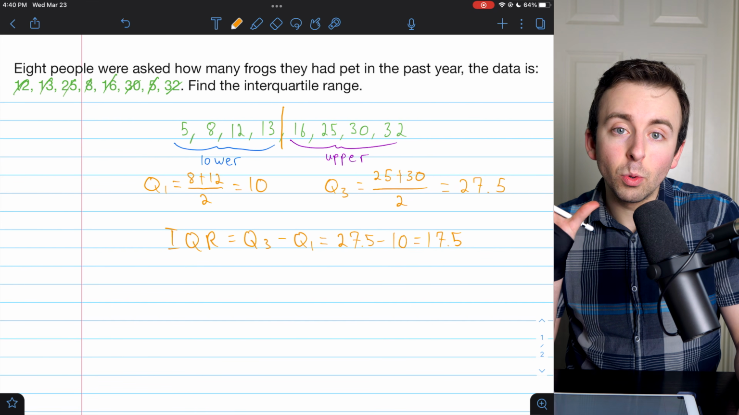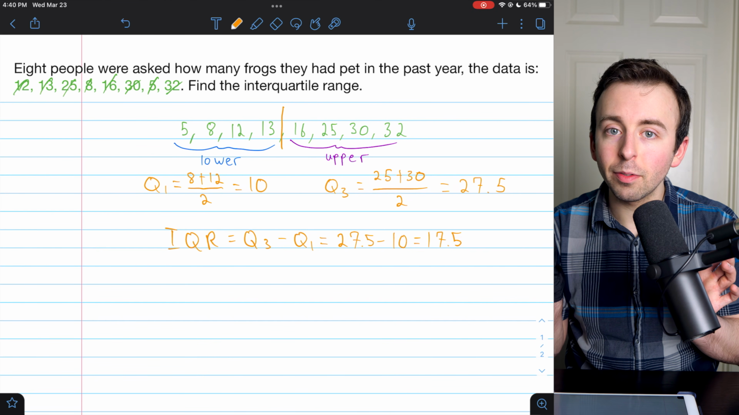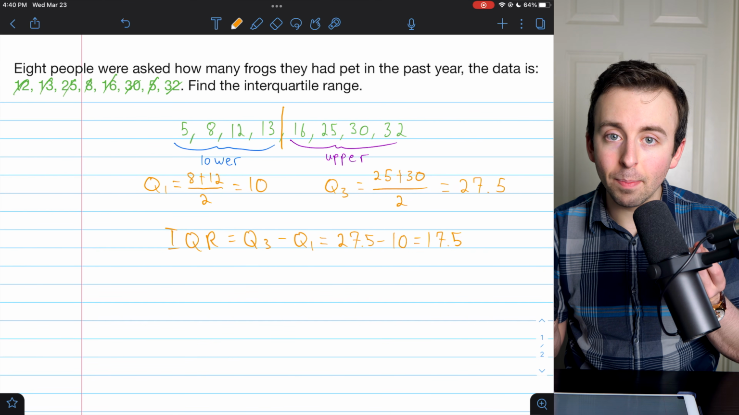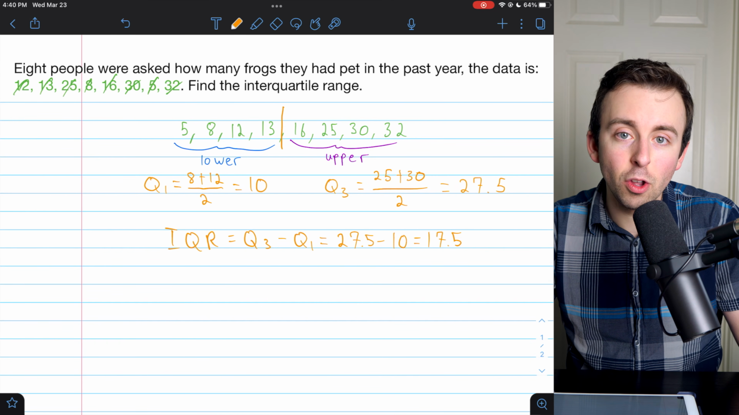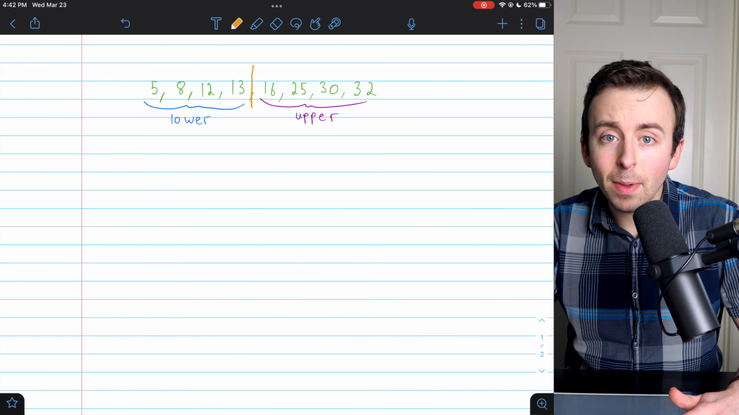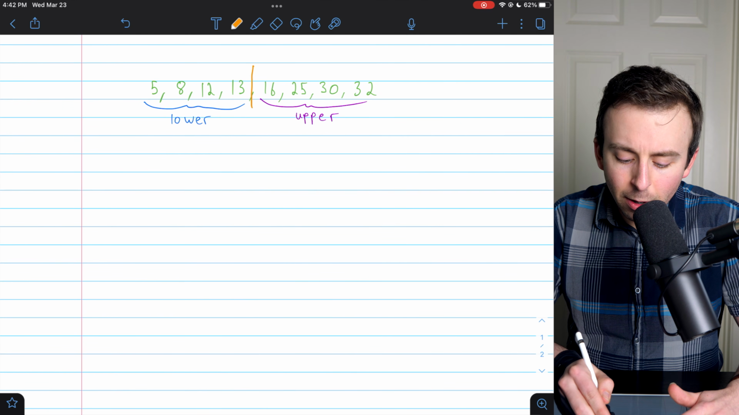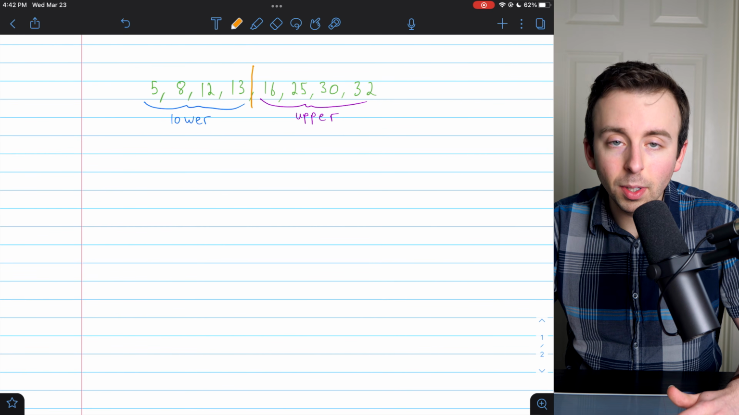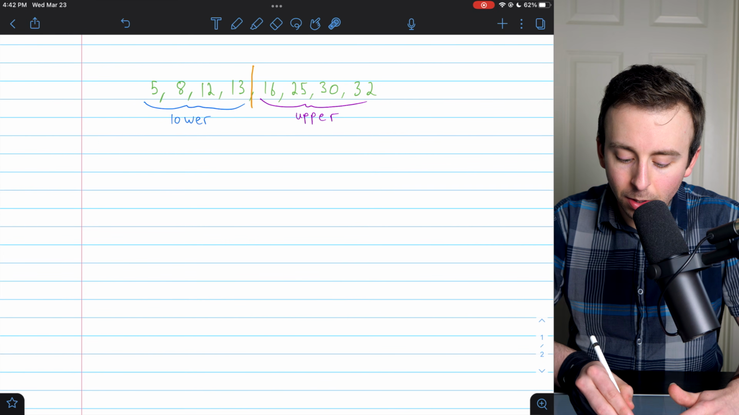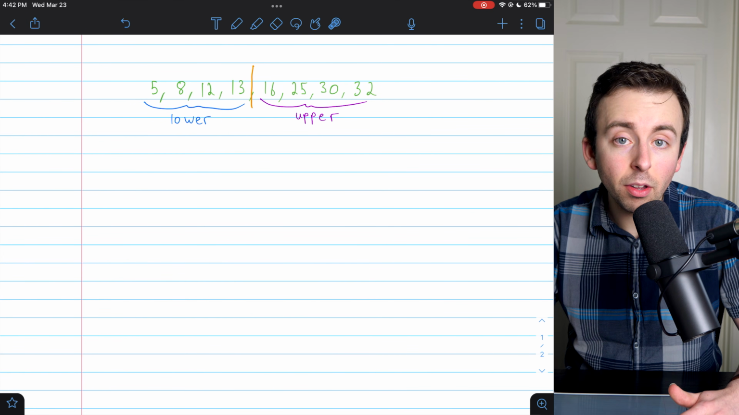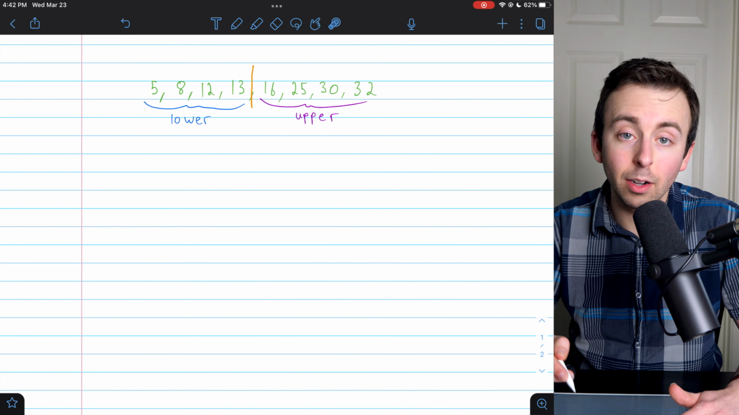Separate the data into a lower half and an upper half, find the median of the lower half, Q1, the median of the upper half, Q3, and then take Q3 minus Q1. Alright, hopefully that made sense, but quickly I want to show you one other thing. Here is our data set as we had split it up into a lower and an upper half. And in this example, those halves both also had an even number of data values, 4 and 4.